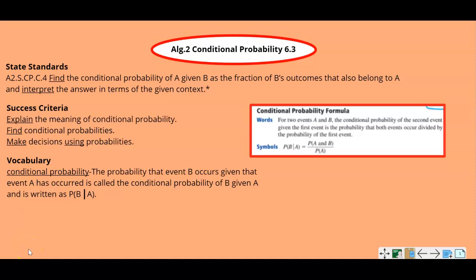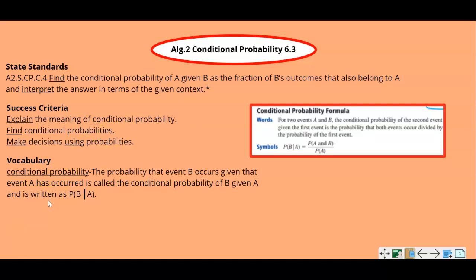Conditional probability. All right, there's one state standard that goes along with this lesson. And the success criteria, which you need to be successful: you need to be able to explain the meaning of conditional probability. You need to be able to find conditional probabilities. And you need to be able to make decisions using probabilities.